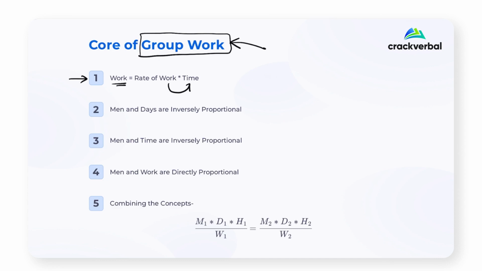So there are several quantities involved when we are dealing with a group work question on the GMAT. These quantities are men, days, hours or the amount of time they put in every day, and the total amount of work, represented by the variables M, D, H and W. So I'm going to take one of the quantities, say for example men, and find the proportion of men with other quantities, keeping every other quantity constant. So say for example, in point number 2, men and days, what we do is we keep the number of hours and the total work constant.